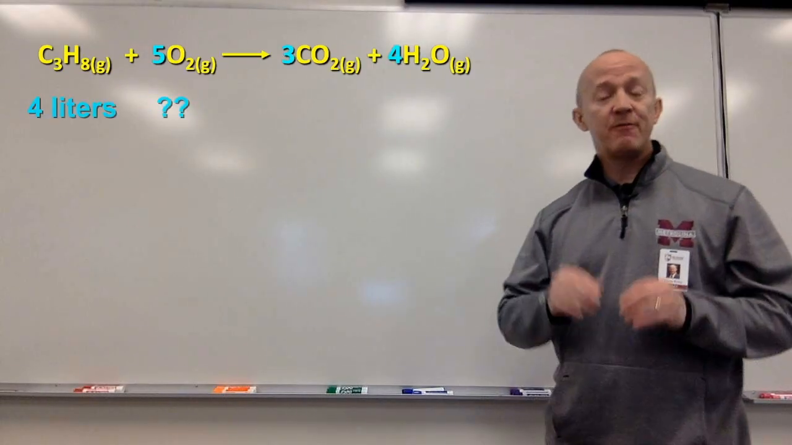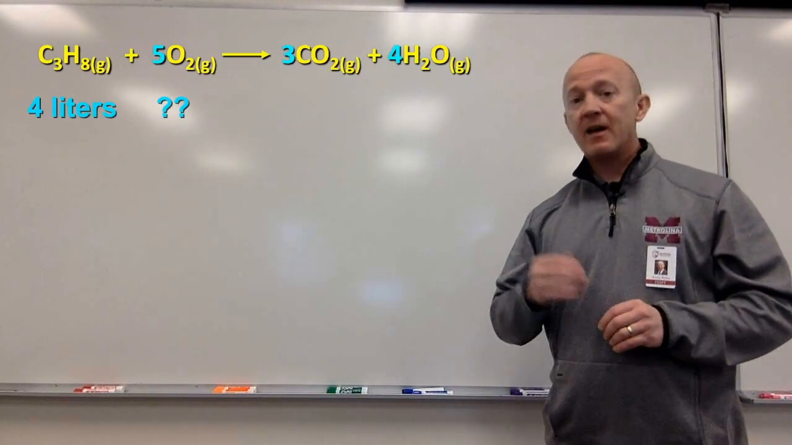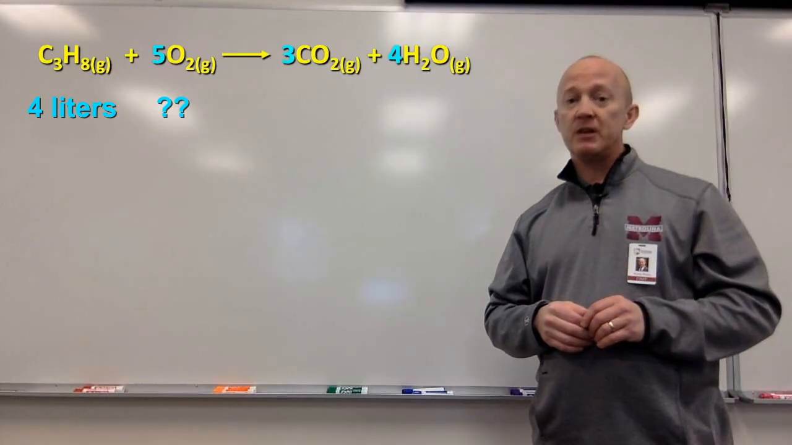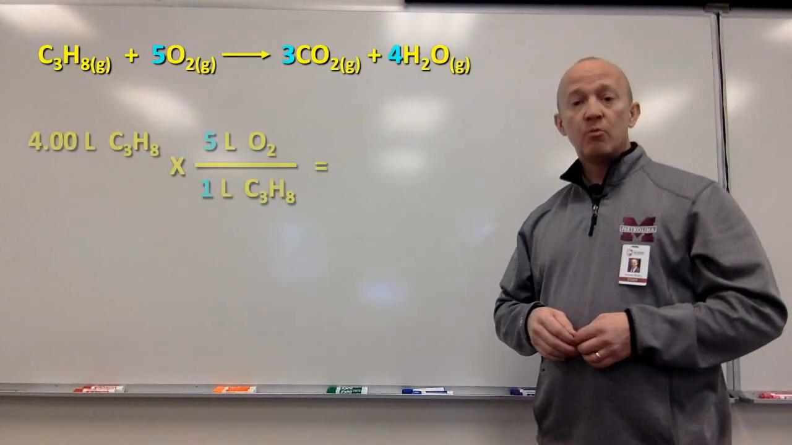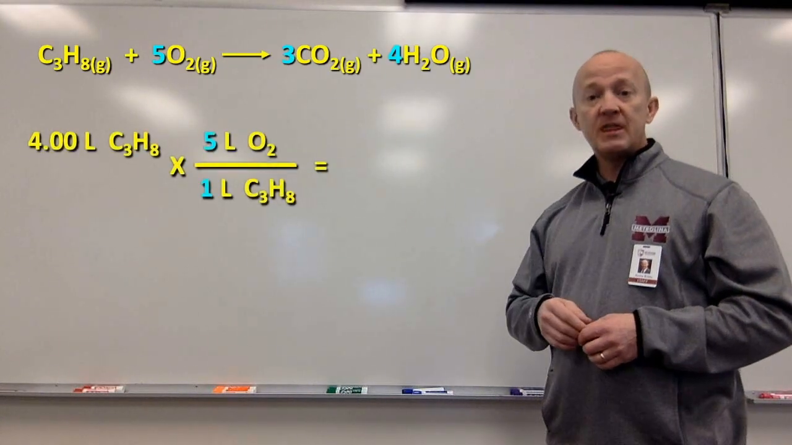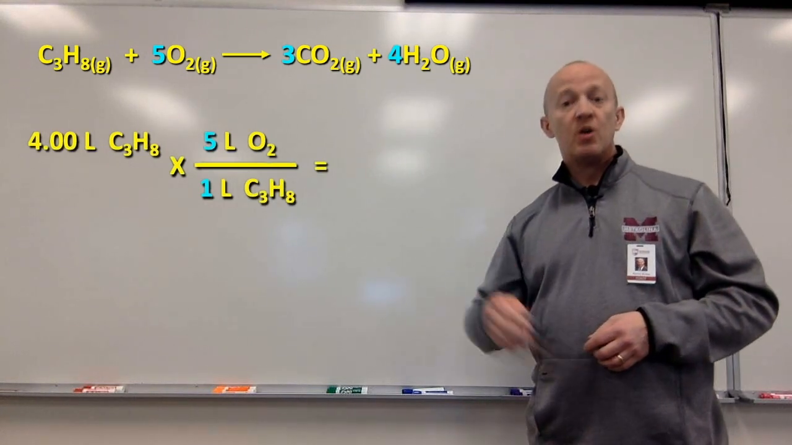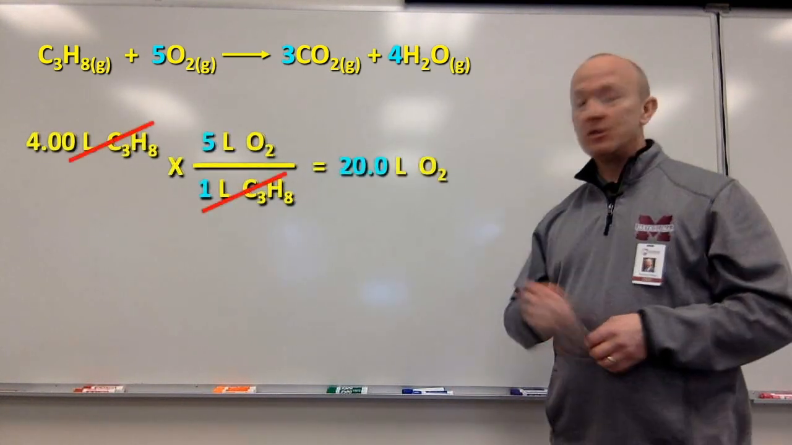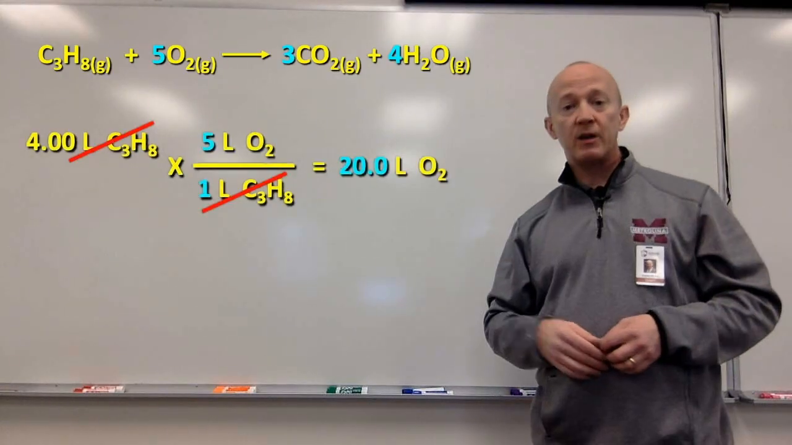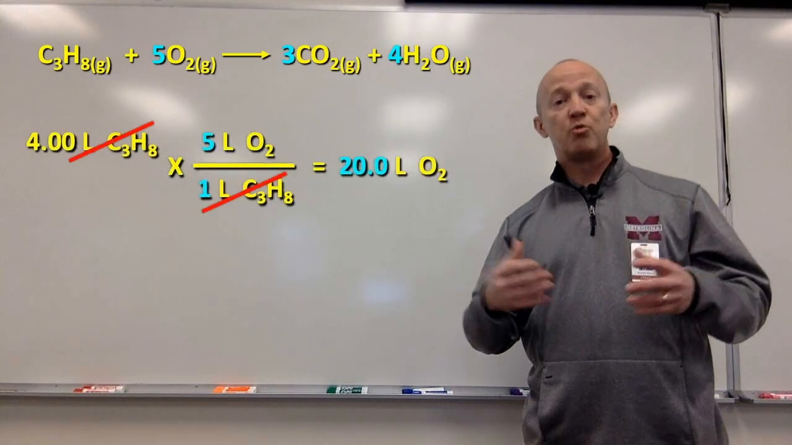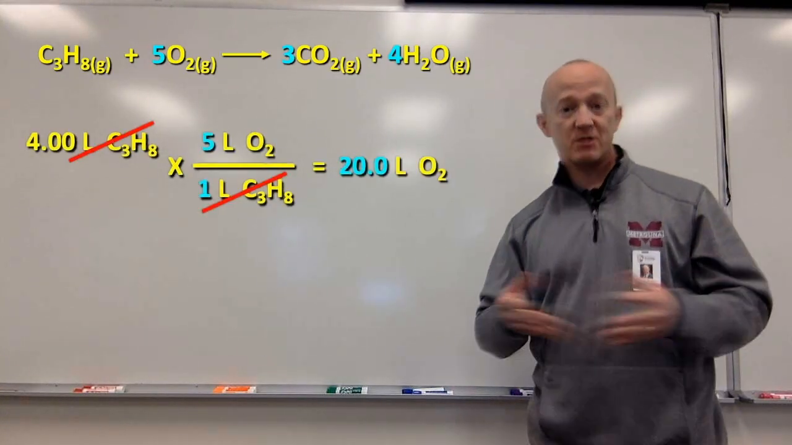So let's say we had 4 liters of propane. How many liters of oxygen gas will we need for a complete reaction? We start with our 4 liters of propane, and then we use a conversion factor with the mole ratio between propane and oxygen, with the oxygen on top, of course. The units for propane cancel, and we're left with 4 times 5, 20 liters of oxygen. That wasn't so bad, was it?